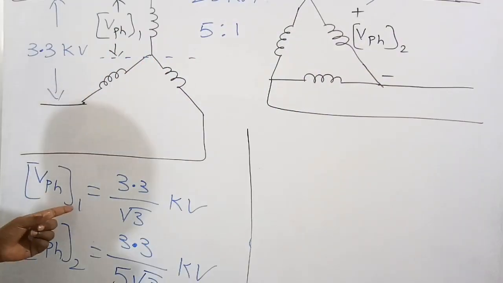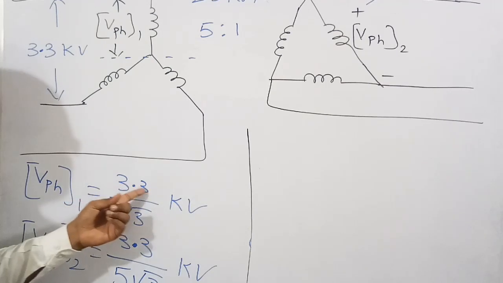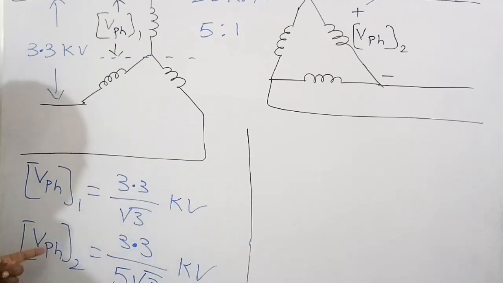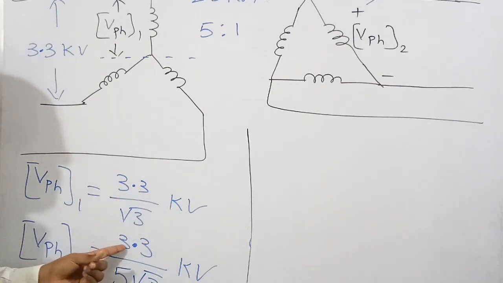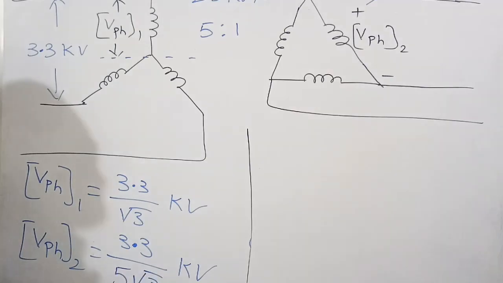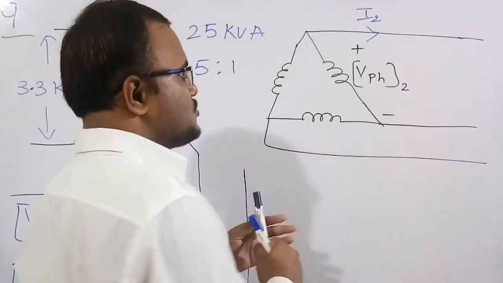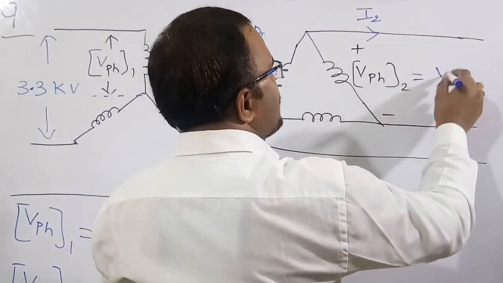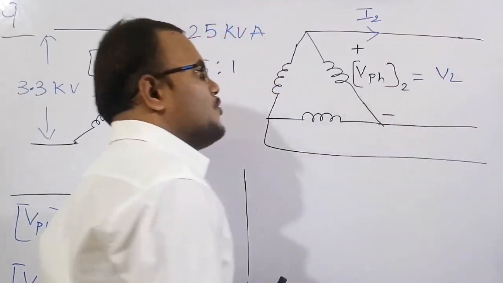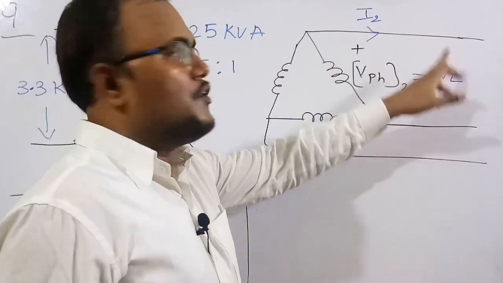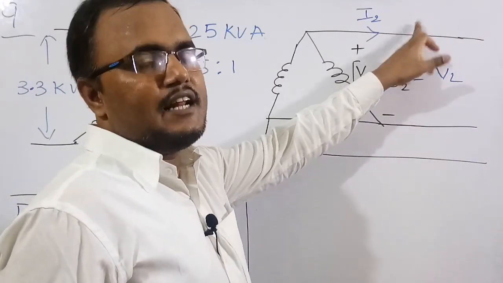So the phase voltage of the star connection is 3.3 by root 3 kV. The phase voltage of the delta connection is 3.3 by 5 root 3 kV. Now in a delta connection, line voltage is equal to phase voltage. So we know the line voltage, and we need to calculate the line current.